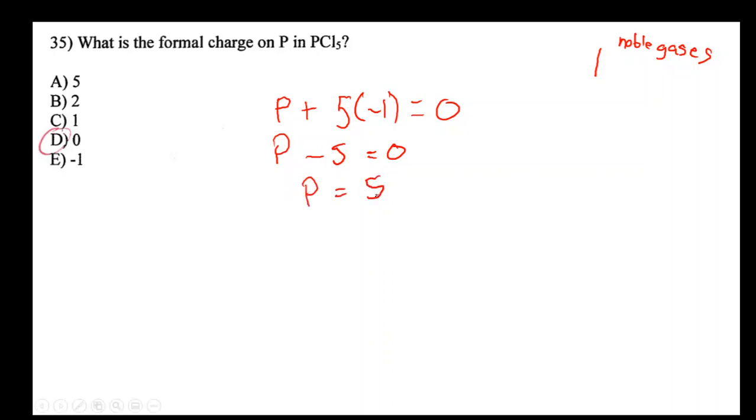So the formal charge on phosphorus in this case would be plus 5. Why is it circled as 0? No, I think they made a mistake in this question. Yeah, they were probably asking what the formal charge for the molecule is, but the formal charge for the molecule is 0. The formal charge on phosphorus would be 5. That's right. I don't know why they circled 0. That's just a bad typo.